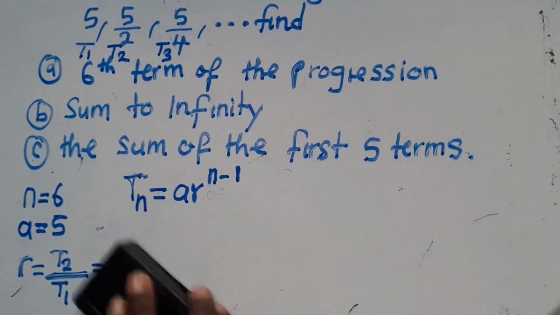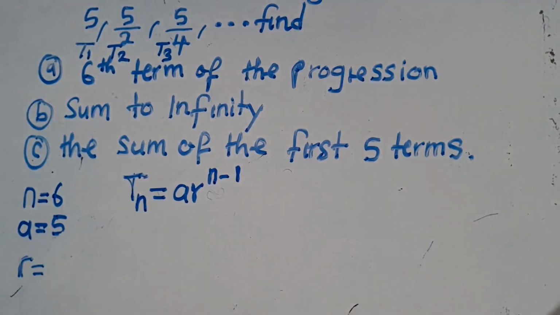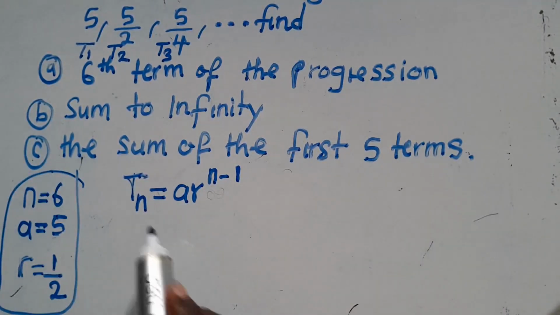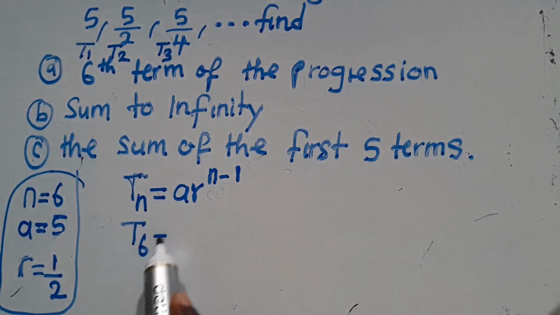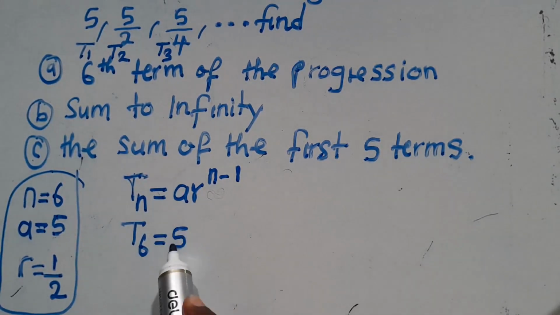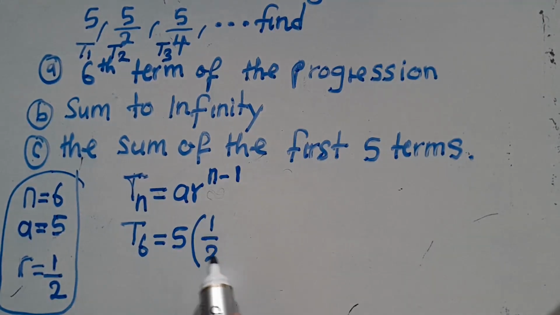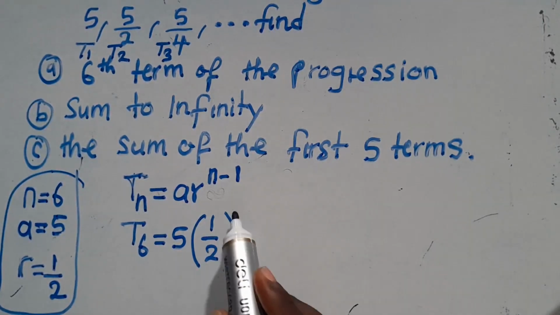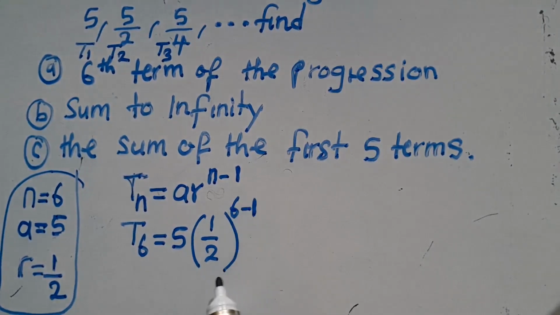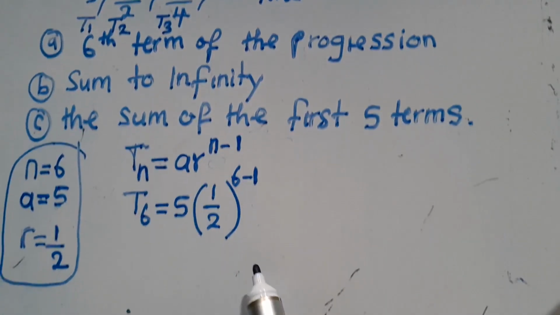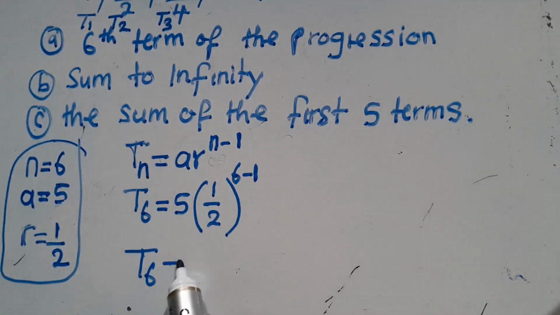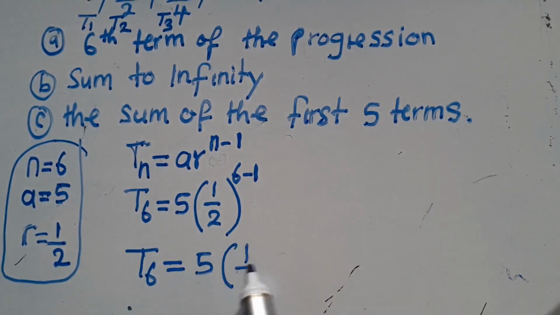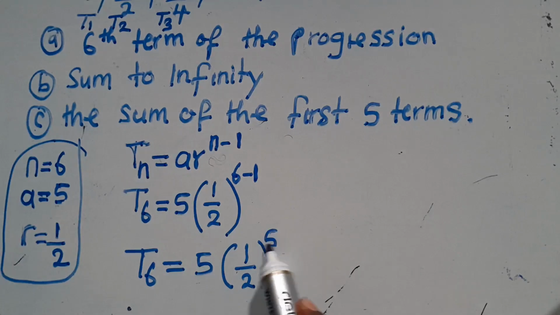So my common ratio is 1 over 2. I take this data and substitute in there. T6 is equal to first term 5, common ratio 1 over 2, to the power n, 6 minus 1. Then if I continue, T6 is equal to 5 times 1 over 2 to the power 5. Then what is my answer there?